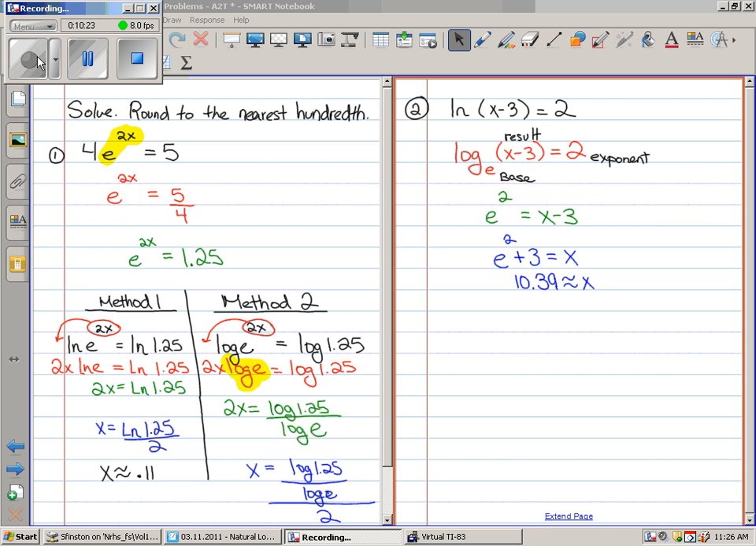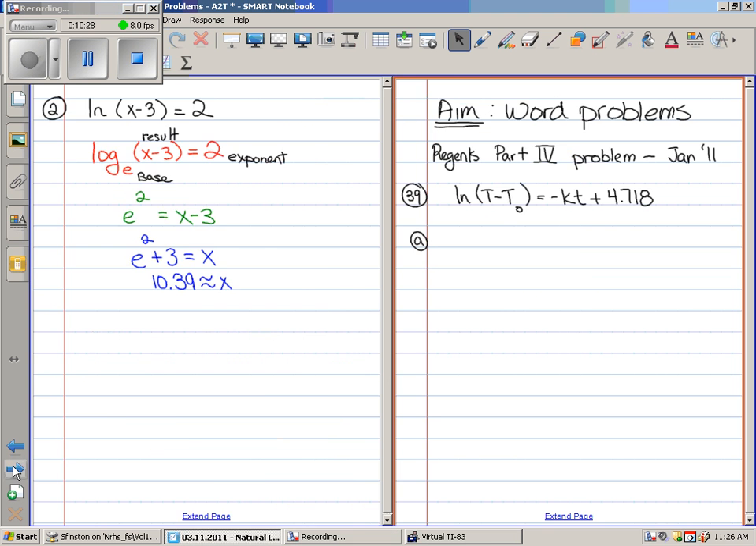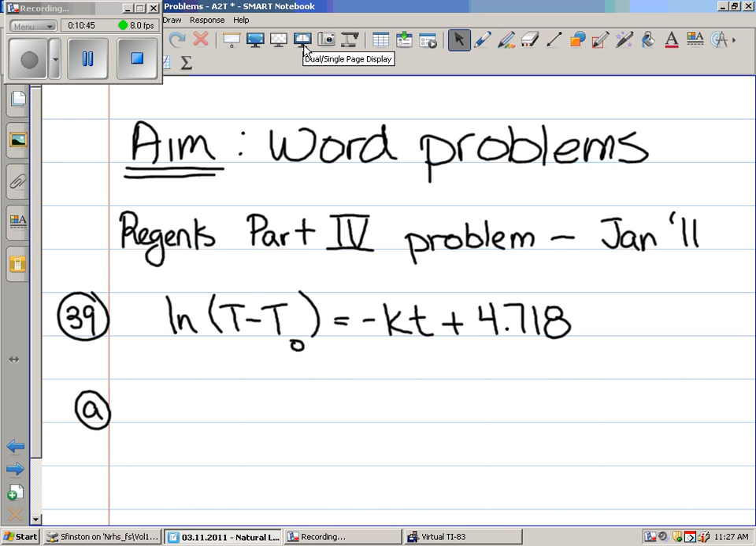Guys, natural logs appear on your Regents exam, and what I passed out now is the actual page I printed out from the exam. You can see the bottom left corner, you can always tell which test it's from. This is from January 2011, the most recent one. It's question 39. On the back of the page is the grading rubric. That's how we award points. This question was worth 6 points.